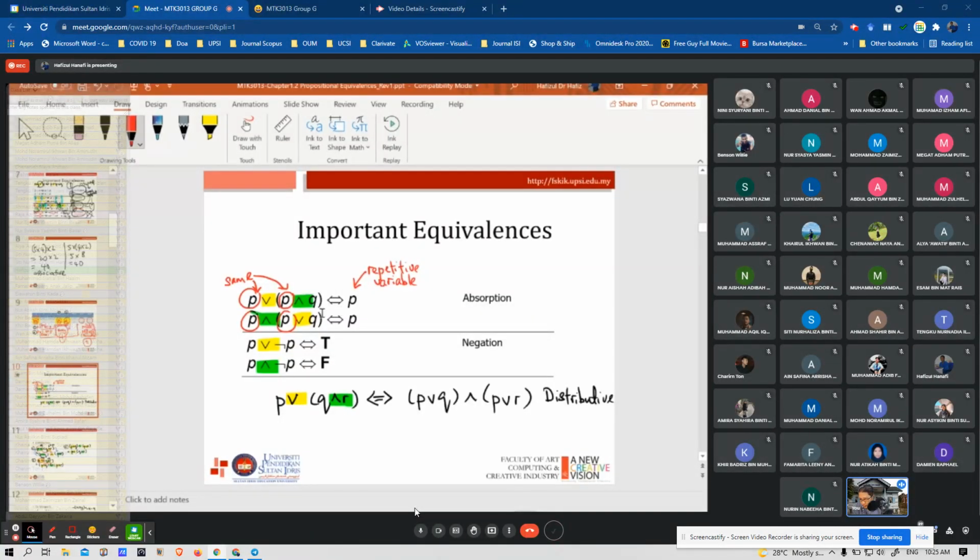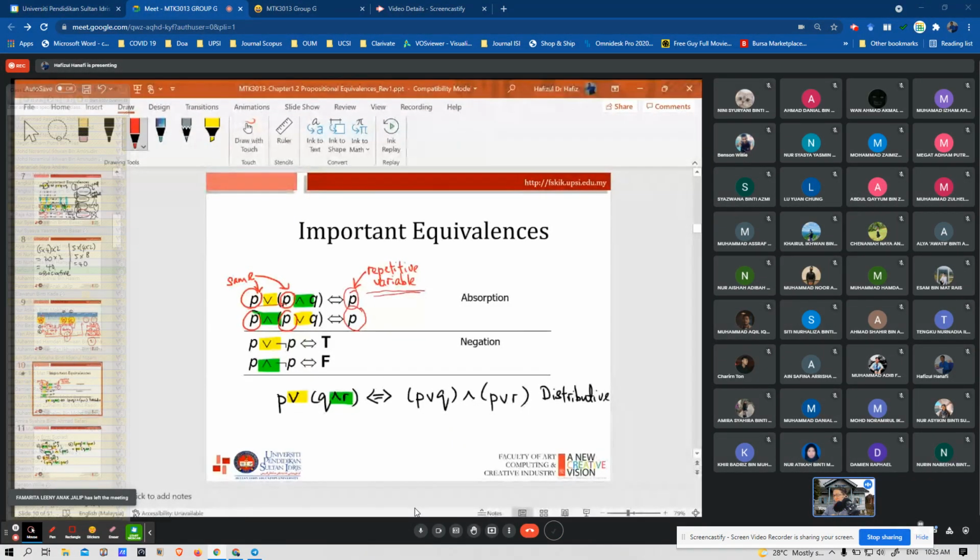Okay, and then important equivalences. We have the absorption and negation. Absorption. We have here P and P is same, and then we have the repetitive variable. Okay, here is the same and repetitive. Again, equivalent, same to P lah. This one is the absorption. We absorb the values.